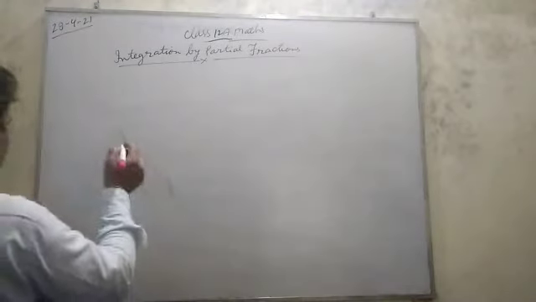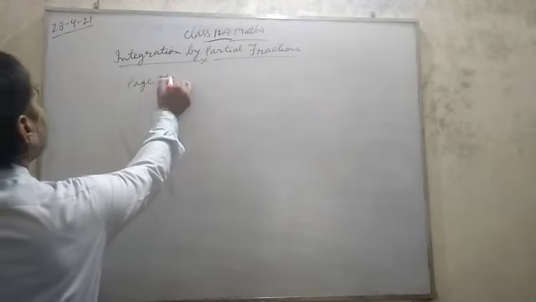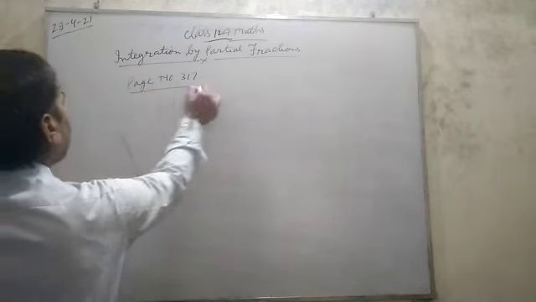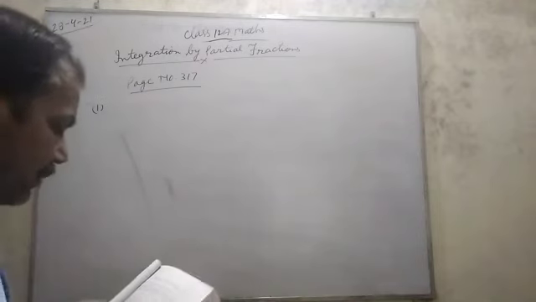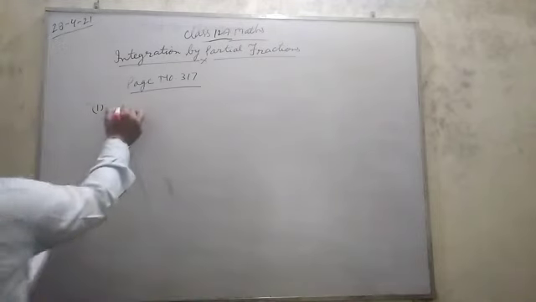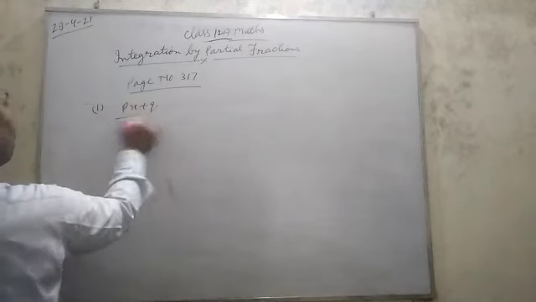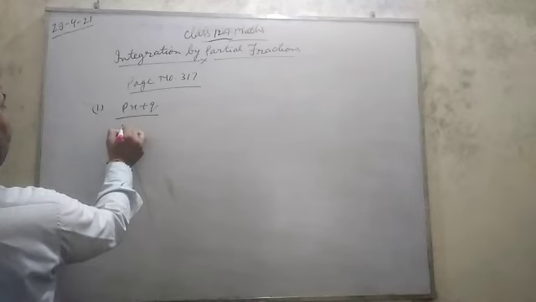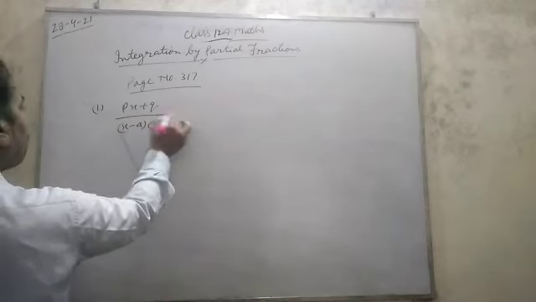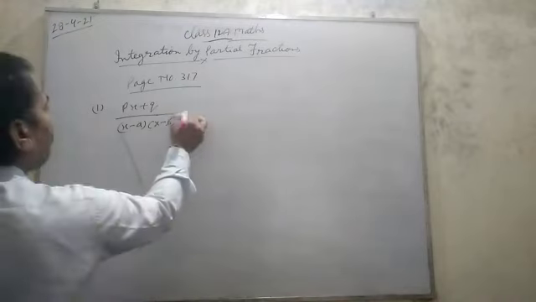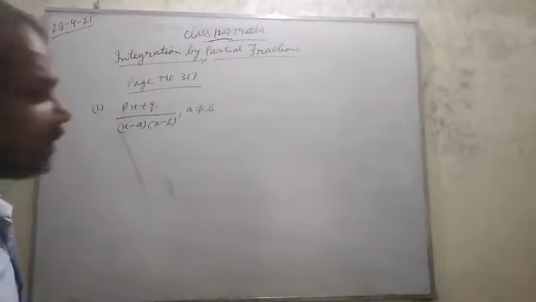So page number 317. Some forms are given. First form of the rational functions: given (px + q) upon (x − a)(x − b), where a is not equal to b. So convert in that form.